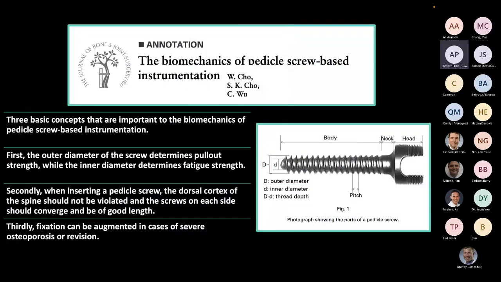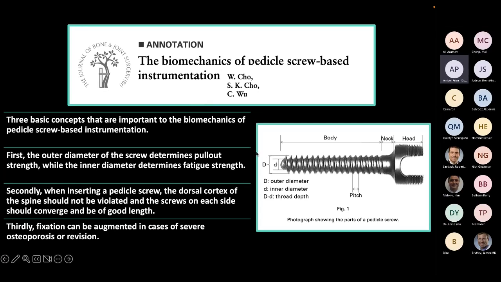So the last thing I want to talk about is a little bit about the biomechanics of the different pedicle screws. This is a really great paper that discusses all of the basics, and I'll probably send it to Cameron. It's really good. It talks about 3 basic parameters of pedicle screw instrumentation that are the most important to your understanding. The first is that the outer diameter, which is the large D over here, is the most important with regards to pull-out strength. The inner diameter has to do with the fatigue strength of the screw itself.